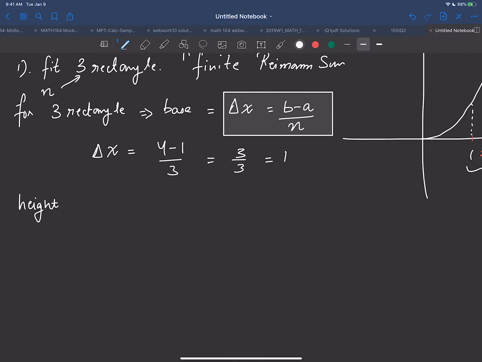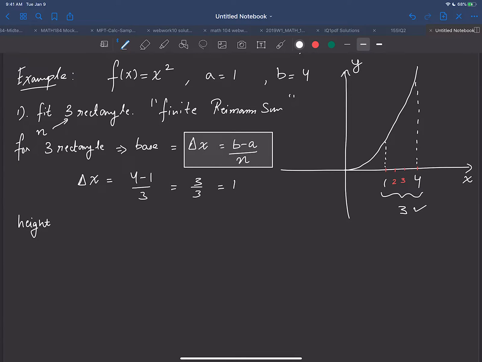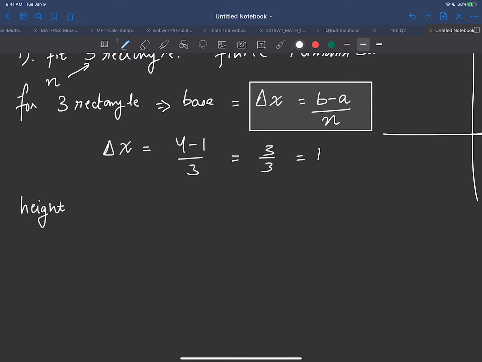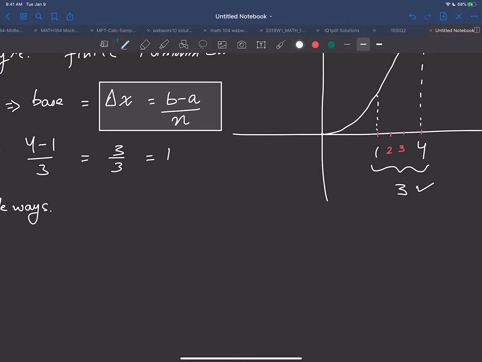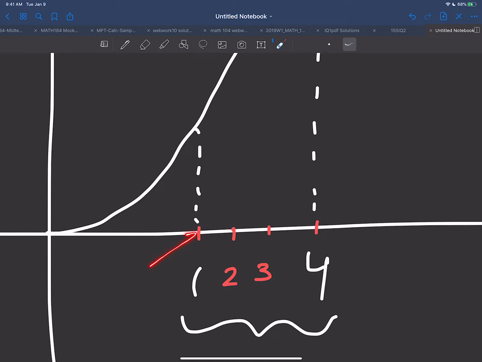The height of these rectangles is dependent upon how we pick the point. There are 2 possible ways. One way is to use the left-hand point of the base to pick as your height. If you pick the left-hand point, that means you're going to use this point for this rectangle. If you're going to fit in a rectangle here, all you have to do is choose wherever this intersects this point as your height, and then you go all the way here and you come down. This is the rectangle that you can make by choosing the left-hand point. How about if I was to use the right-hand point?